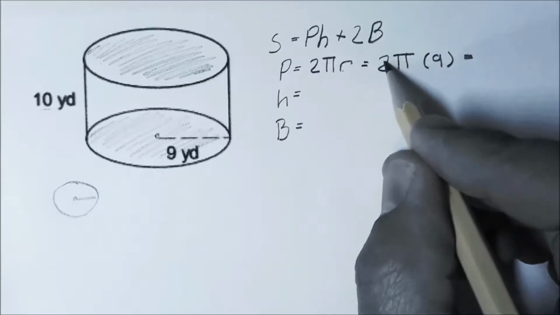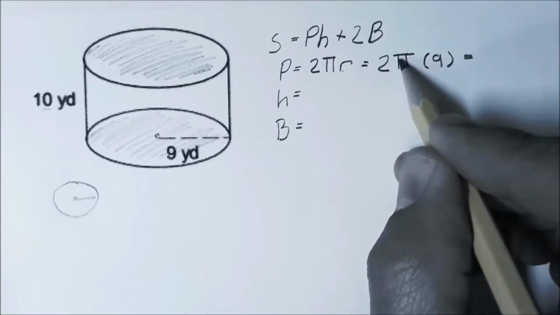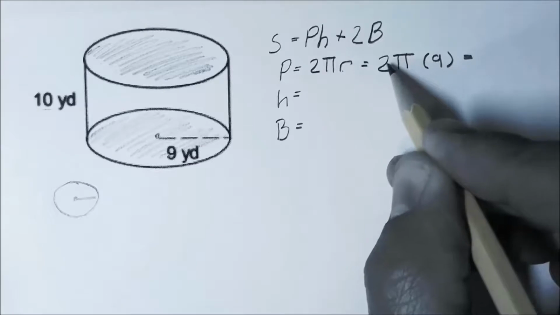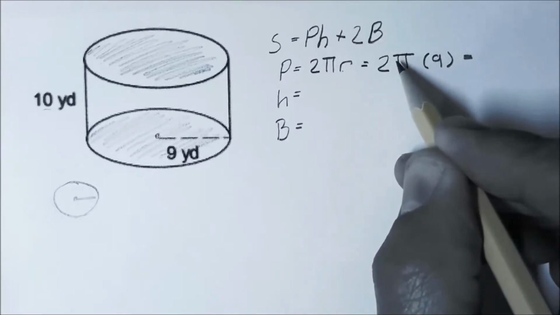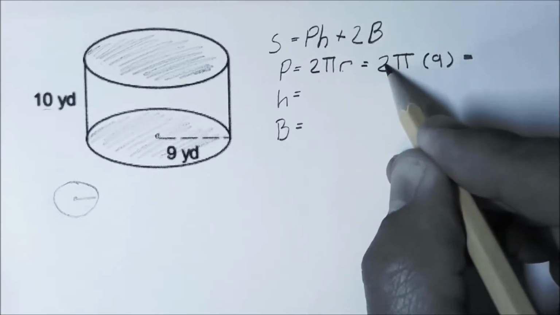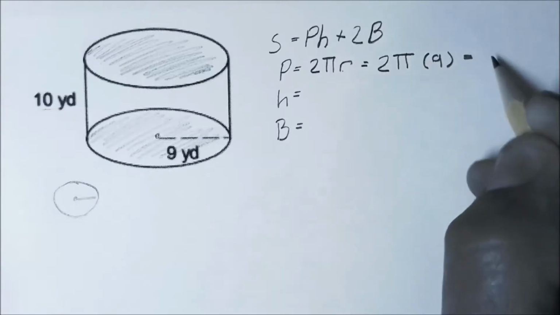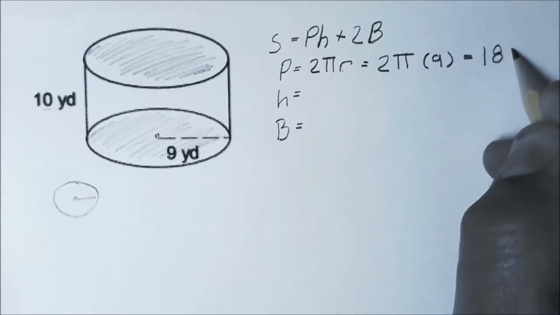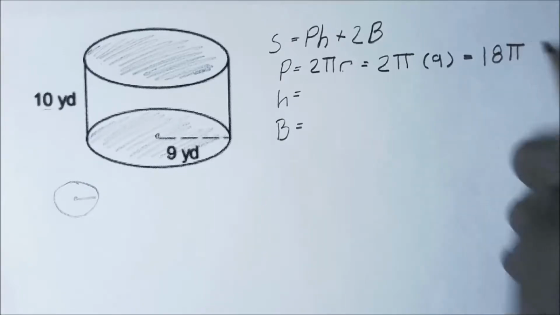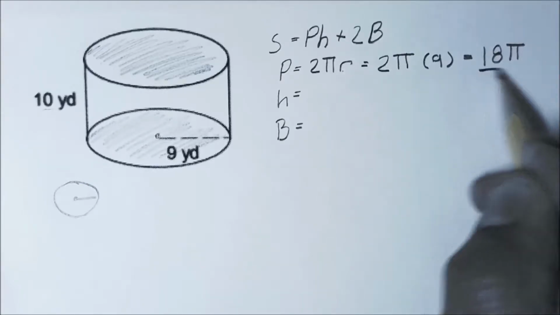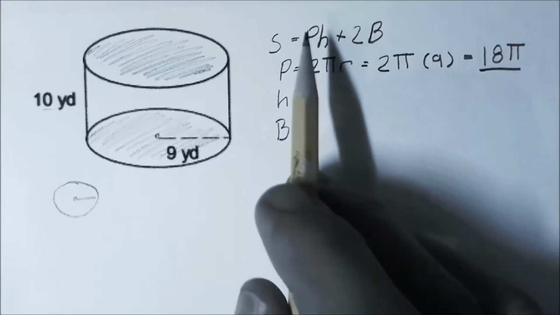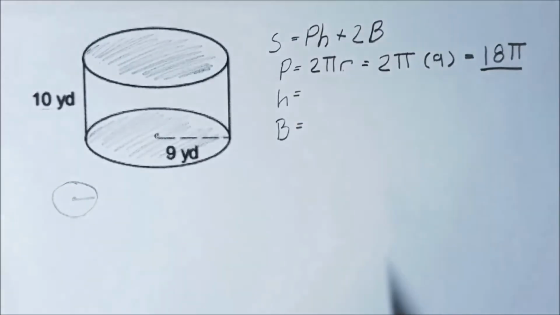I'm not going to change pi yet. I would say that you should leave pi for your final step, and then you can go ahead and make your calculation, so your calculator is not estimating things. So what we're going to do is 2 times 9. That gives us 18. So the perimeter of our circle, or its circumference, is equal to 18 pi. I'm going to underline that because that's an important number. We're going to plug it back into our formula up here in just a moment.